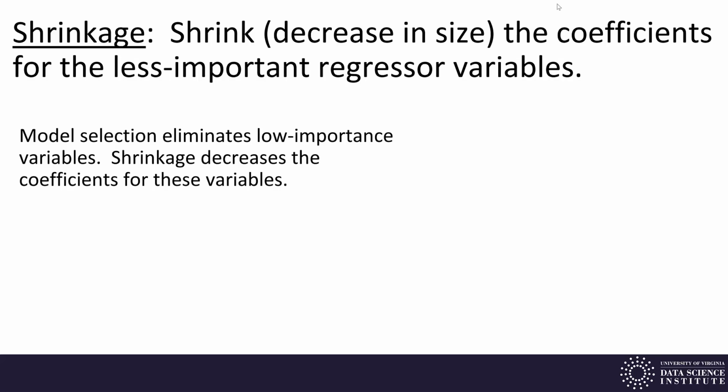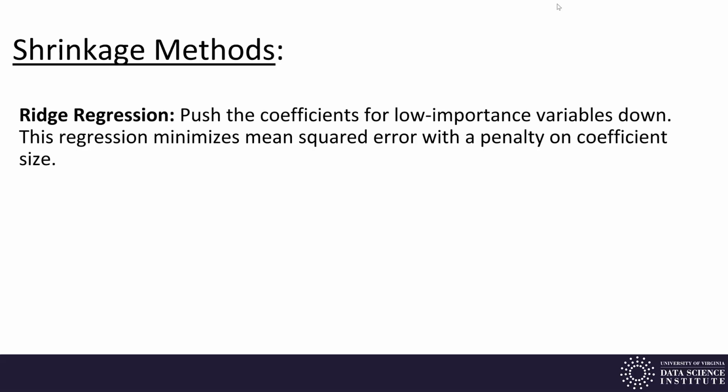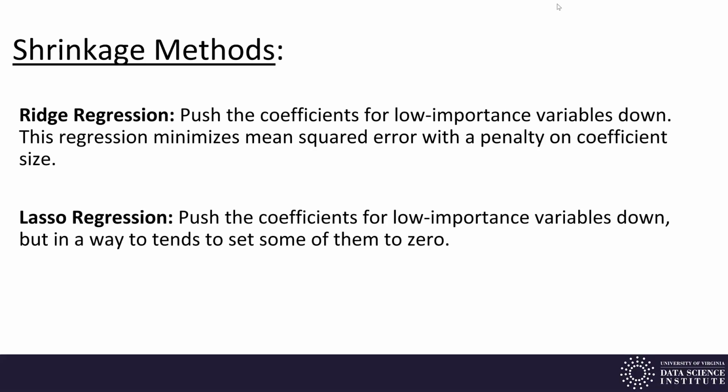In shrinkage, instead of eliminating the variables completely, we're going to optimize things in a way that decreases the coefficients for those variables. There are two main shrinkage methods. There's ridge regression, which pushes down the coefficients for low importance variables, and then lasso regression. The way both of these methods work is they choose coefficients that minimize the mean squared error, but also minimize a penalty on the coefficient size.